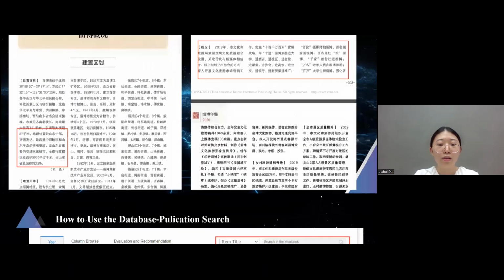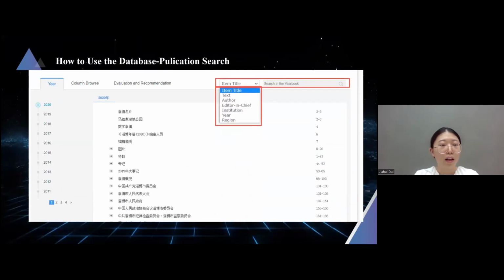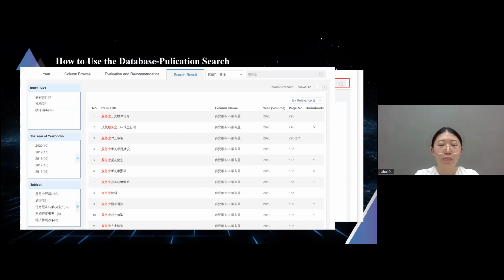Finally, I will introduce the search within a publication. On the page of publication search, there is a search box for searching in the yearbook. On the right, after entering relevant information, you can search it in this yearbook. Let's try to search for the service industry in the Zibo yearbook, and we can get all the entries containing the service industry.